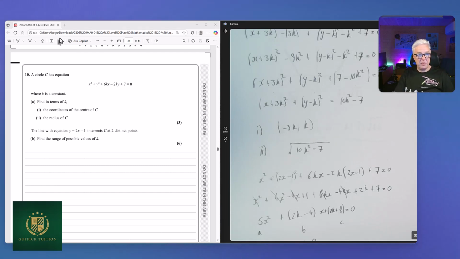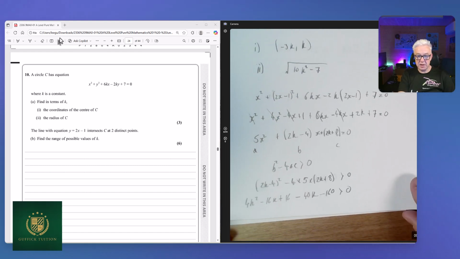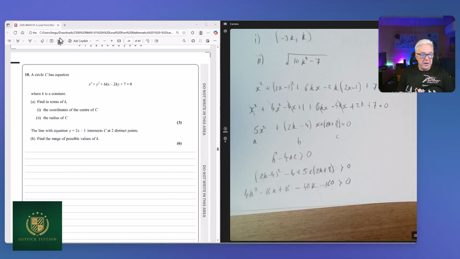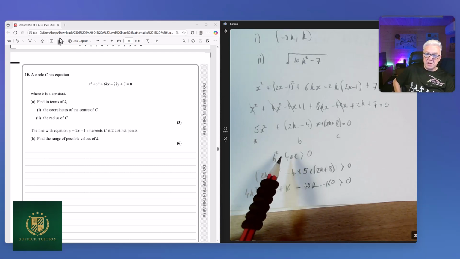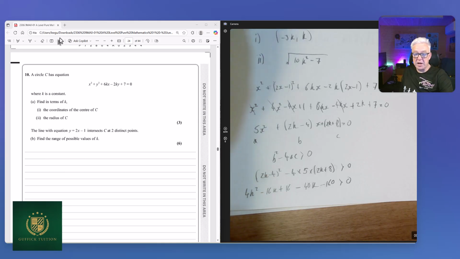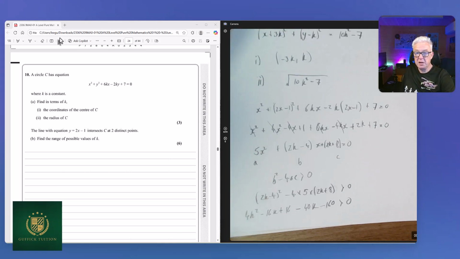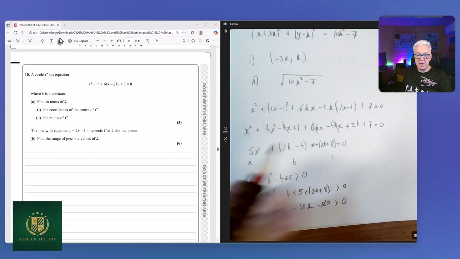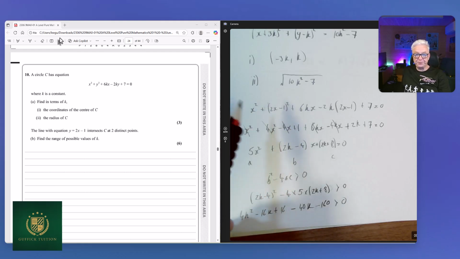This either is going to be really nasty or really nice, and I happen to know it's not too bad. It says a line with the equation y equals 2x minus 1 intersects the curve C at 2 distinct points. Find the range of values of k. To have an intersection twice, the discriminant needs to be greater than 0 when we sub the equation of the line into the circle. So the first thing to do is to sub the equation of the line into the circle.